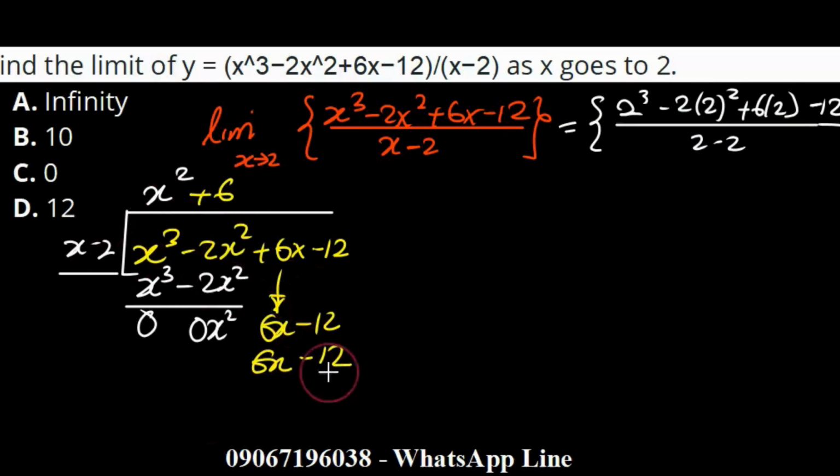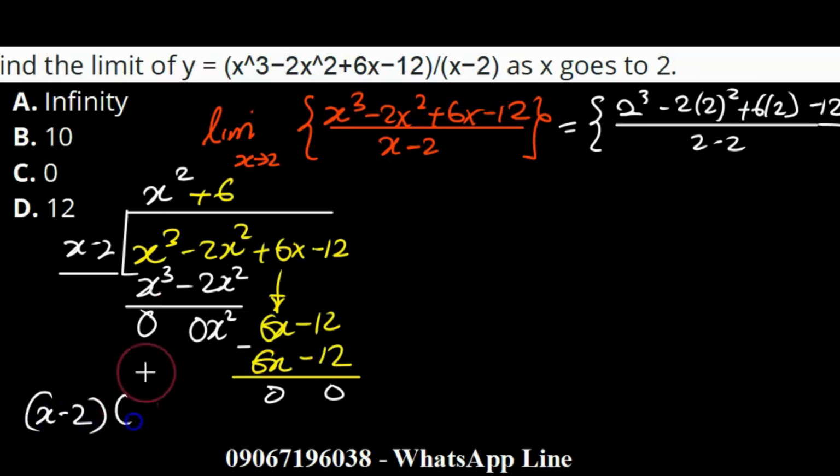Alright, so if you look at this, now what sign? Minus, everything is 0. So there's no remainder in this equation. So this is 0, this is 0. So it means that using this method, I've been able to factorize this. So the factors I have here are x minus 2 and x squared plus 6. I'm going to use this to now solve the limit.